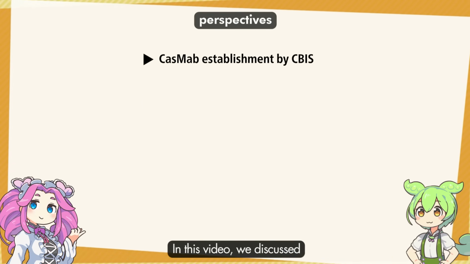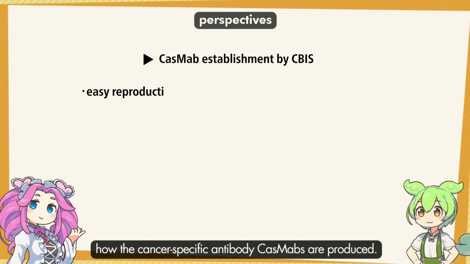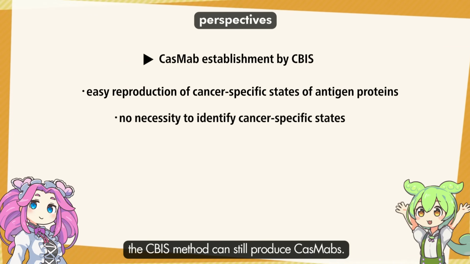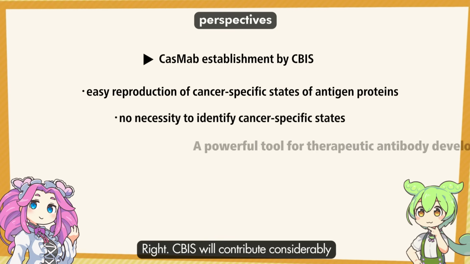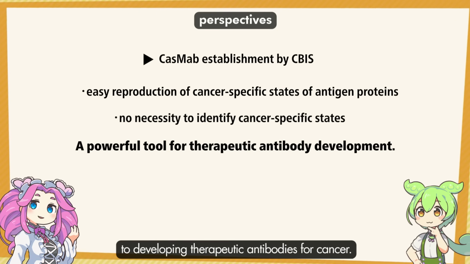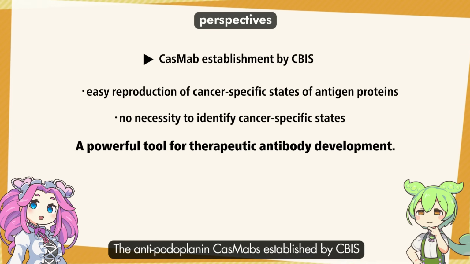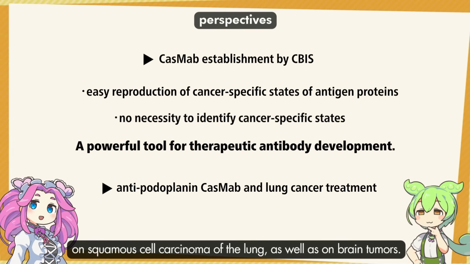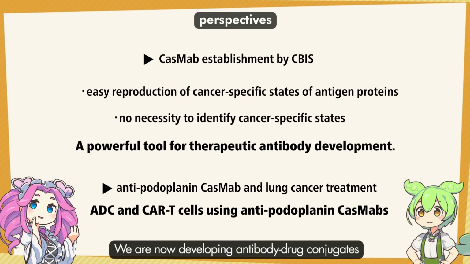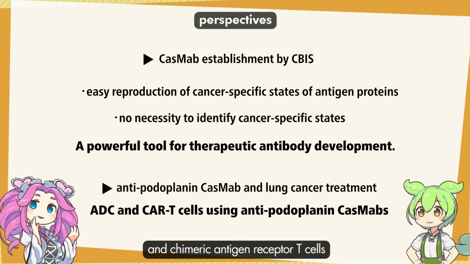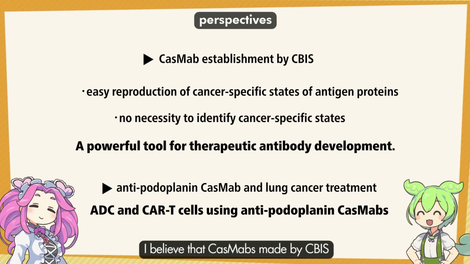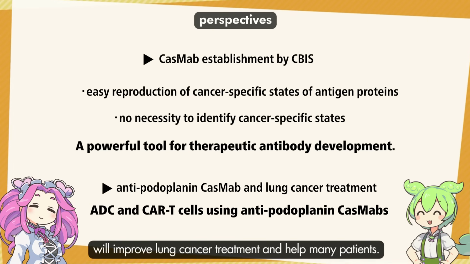In this video, we discussed how the cancer-specific antibody CasMabs are produced. Even if we don't know what differs in the antigen on cancer cells, the CBIS method can still produce CasMabs. Right. CBIS will contribute considerably to developing therapeutic antibodies for cancer. The anti-podoplanin CasMabs, established by CBIS, have shown growth inhibitory effects on squamous cell carcinoma of the lung, as well as on brain tumors. We are now developing antibody-drug conjugates and chimeric antigen receptor T cells, using the anti-podoplanin CasMabs. I believe that CasMabs, made by CBIS, will improve lung cancer treatment and help many patients.